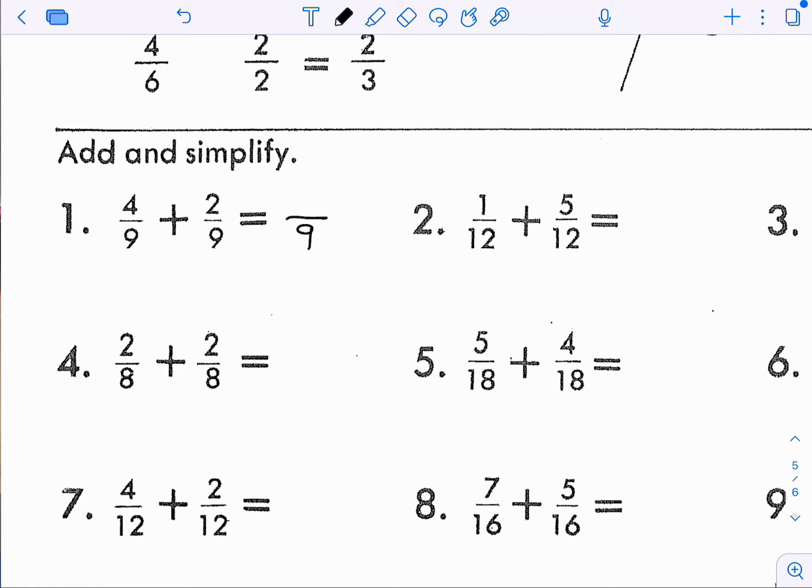So this would be 6. Once I have my answer, then I check and see if I can reduce it. Again, looking for the greatest common factor, which in this instance would be 3. Divide them both by the same number. That's going to give me 2/3. This one's going to be 6 over 12. Common factor of 6 is going to give me 1/2. So that's how we add and subtract fractions with common denominators.